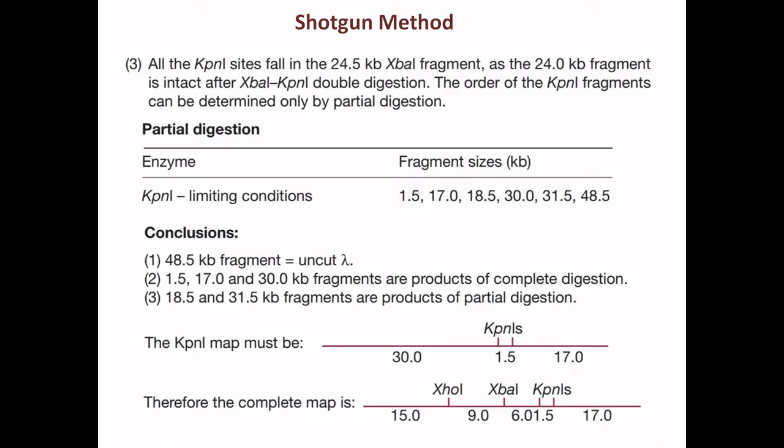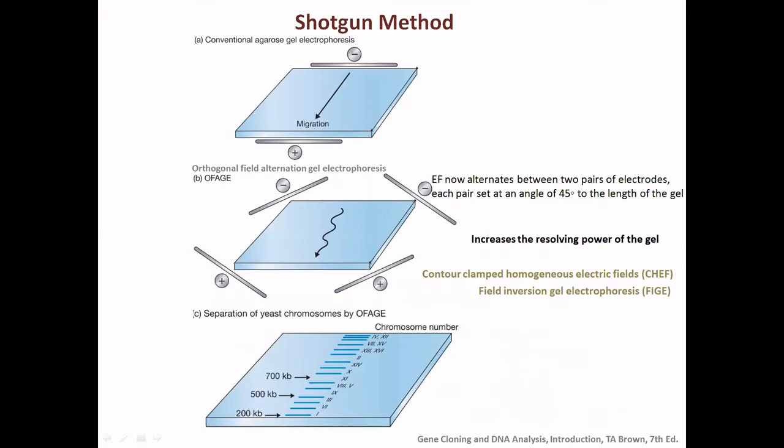This is another example of KpnI sites. All the KpnI sites fall in the 24.5 kb XbaI fragment, as the 24 kb fragment is intact after XbaI double digestion. So the area between the two restriction endonucleases was sequenced. This is the limiting condition. Each of the fragments is cloned, the restriction mapping is prepared, and then the sequencing is done.